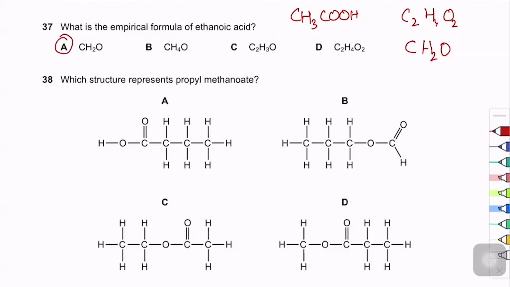Which structure represents propyl methanoate? I've told you multiple times this comes from alcohol as a branch with oxygen. So propyl, the 3-carbon thing, is attached to oxygen. Look for an option that has 3 carbons attached to oxygen.